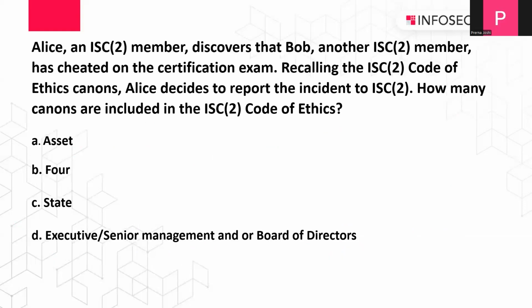Now when we move to the second question, it says Alice, an ISC Square member, discovers that Bob, another ISC Square member, has cheated on the certification exam. Recalling the ISC Square Code of Ethics, Alice decides to report the incident to ISC Square. Now they're asking how many canons are included in the ISC Square Code of Ethics. We already discussed that we have a total of 4. So the correct answer is option B, 4.